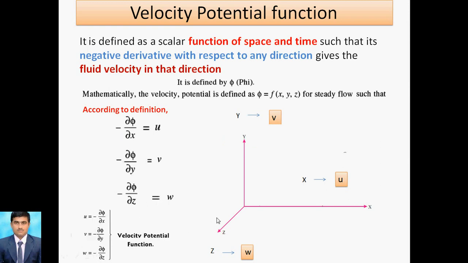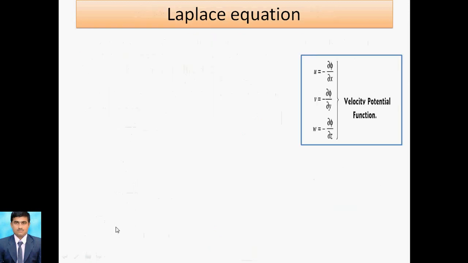This is the indication of the velocity potential function. Here I mentioned this format: u is equal to minus ∂φ/∂x, v is equal to minus ∂φ/∂y, w is equal to minus ∂φ/∂z. This is according to the definition. Now I read this again for solving the Laplace equation. This is the format for the velocity potential function.